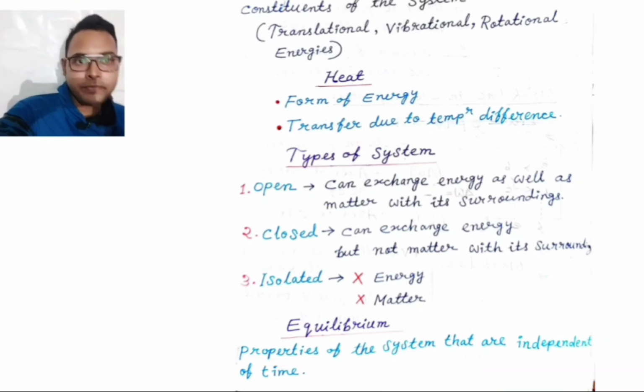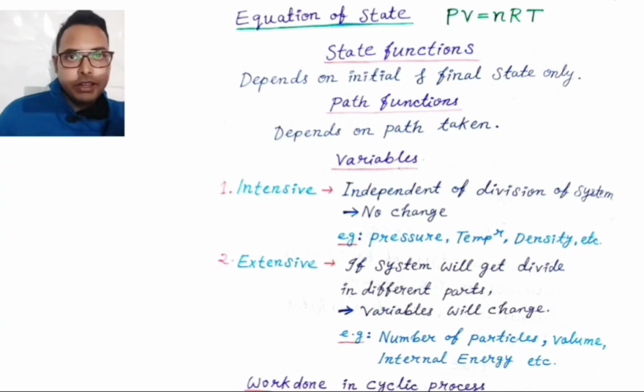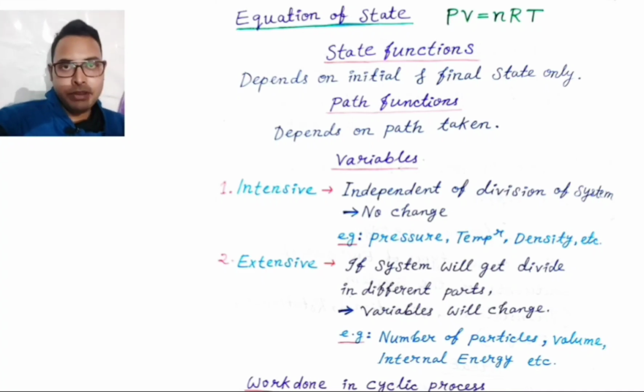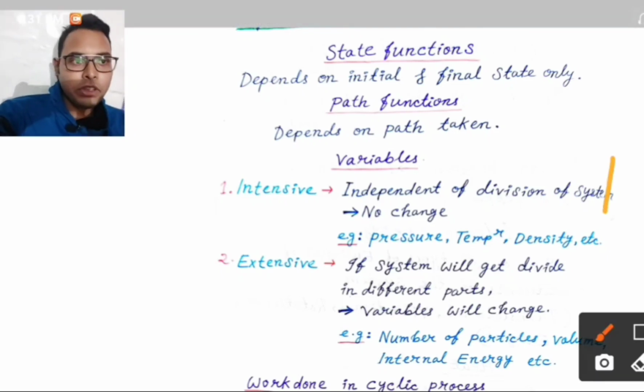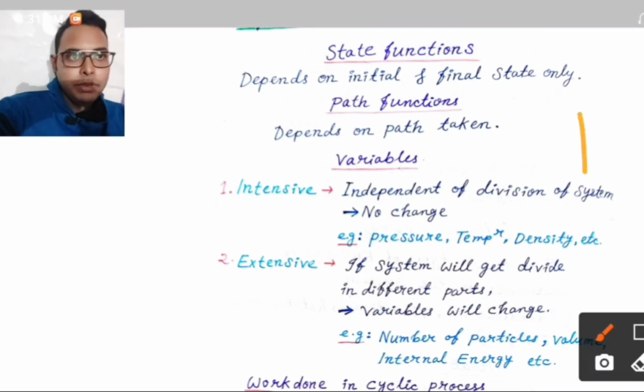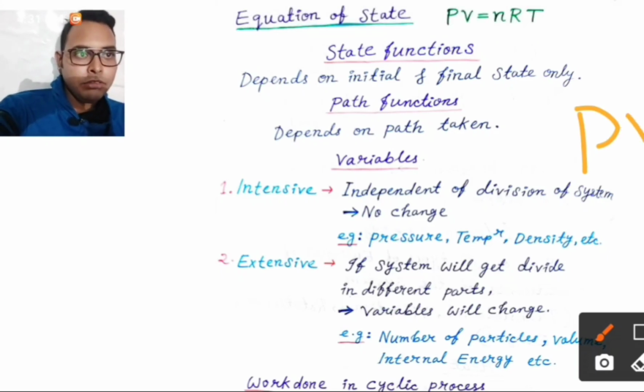Equation of state. In thermodynamics, the equation of state is really fundamental and important. This represents the relation between pressure, volume, and temperature. So the equation of state is PV equal to nRT, right? PV equal to nRT. This is the equation of state.